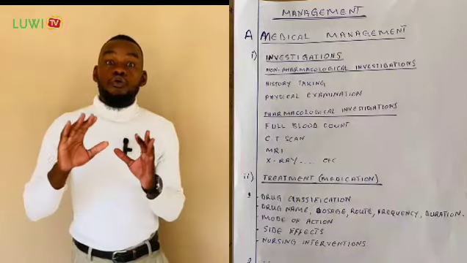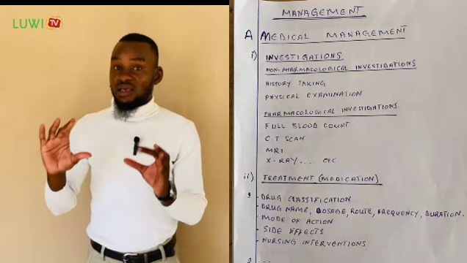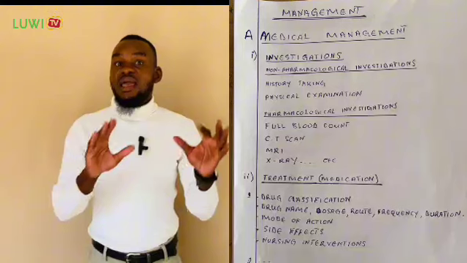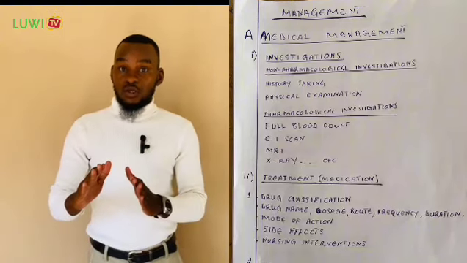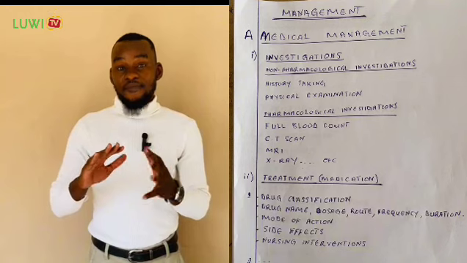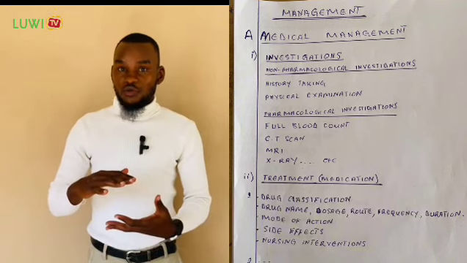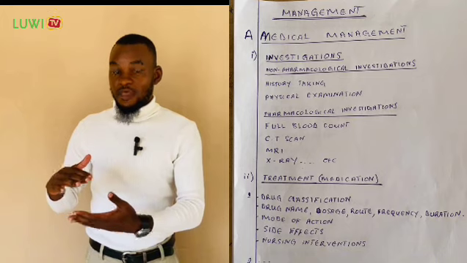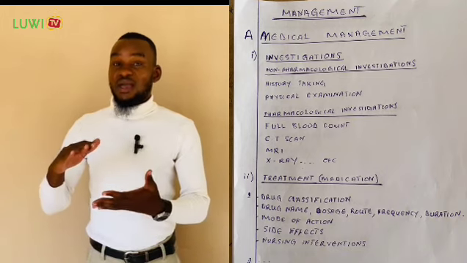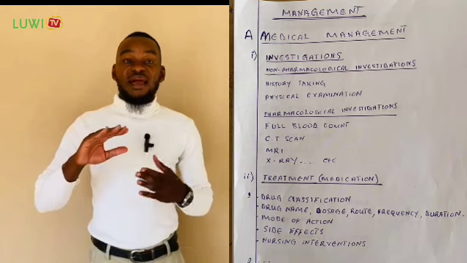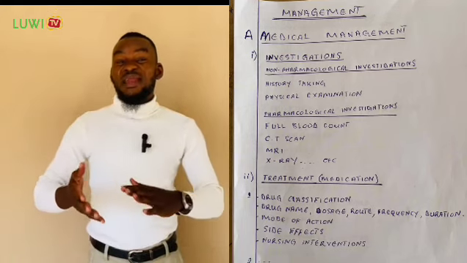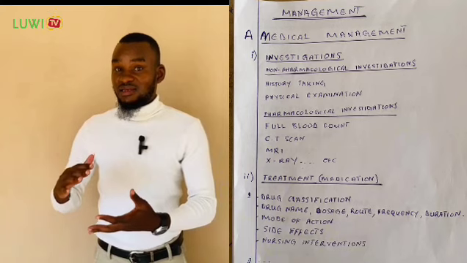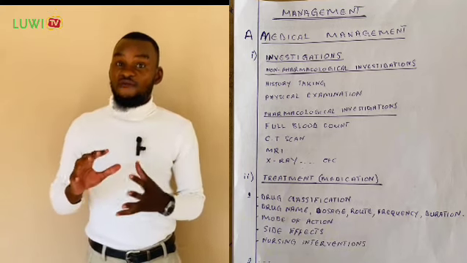We are going to write both the medical and the nursing management, and this is how we are going to break it down. You write your management as a heading and you underline it. Then you say A, medical management. Under medical management, we are going to start with the investigations. The investigations that we are doing are divided into two: the non-pharmacological investigations and the pharmacological investigations.